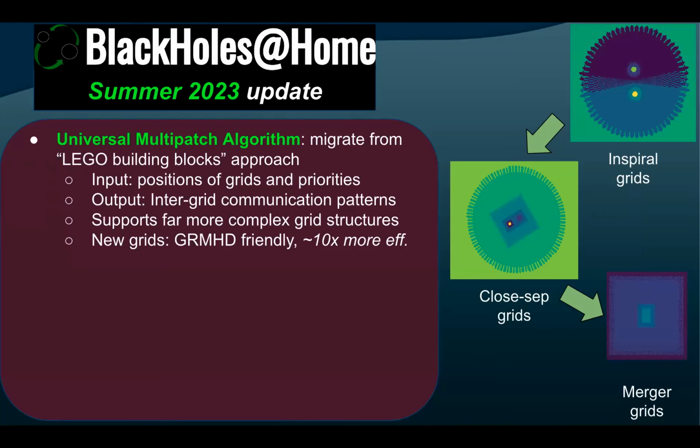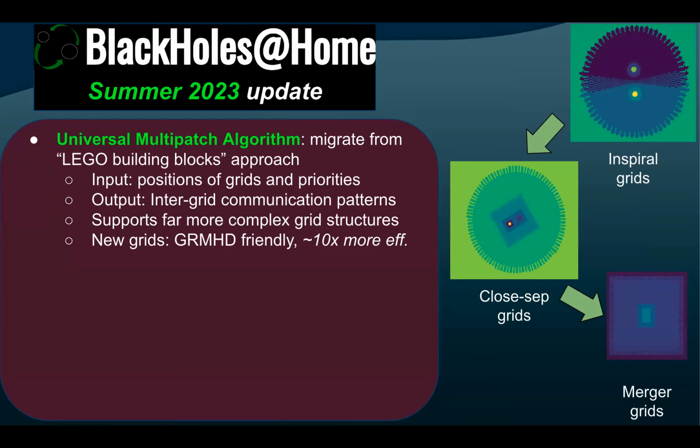And that major advance is what I call a universal multi-patch algorithm. This is something I came up with in May of this year, and it took about a month and a half to fully implement. But the beautiful thing is, now all you've got to do is set up positions of your grids. Obviously, you want to set up the resolutions. And what you set up are the grid priorities, right?